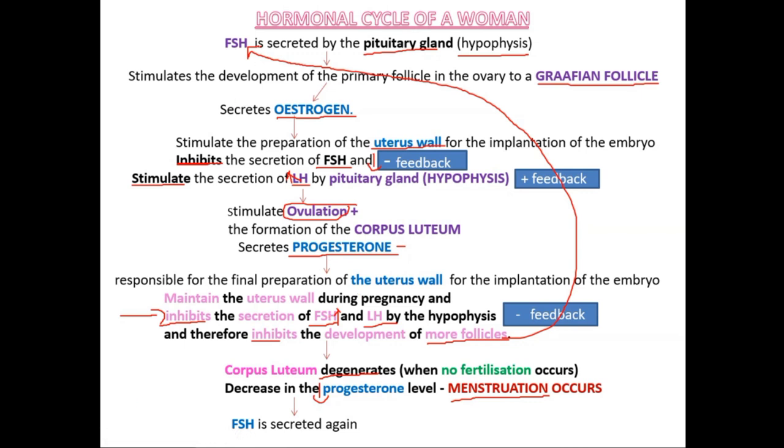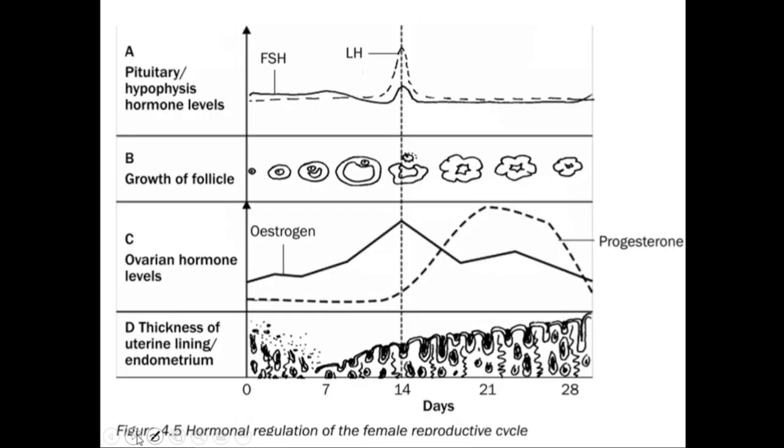Now, I know that was a mouthful. That was a lot to take in. And I know that it's going to take time for you guys to master this. But I just want to go to this diagram to explain how you need to understand it. Based on what I just said, usually between day 0 and day 7, that's when FSH is secreted. There's FSH. And what does FSH do? Remember, FSH will stimulate the development of a Graafian follicle. So this over here is your Graafian follicle, and that's between day 0 and day 7.